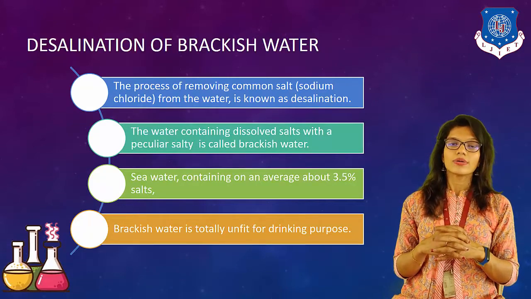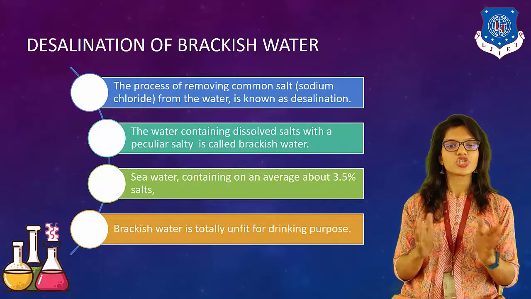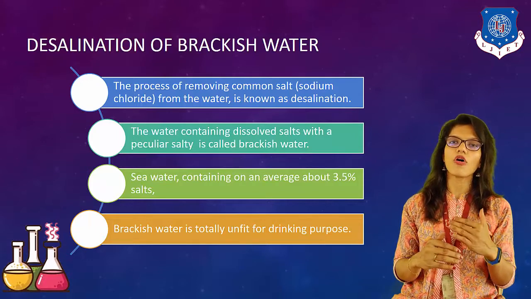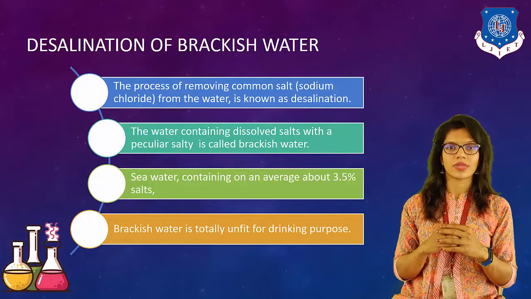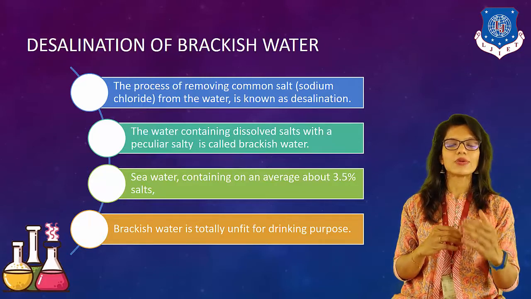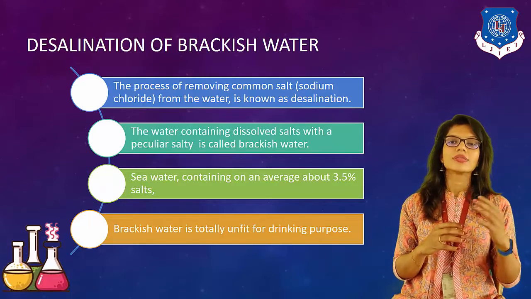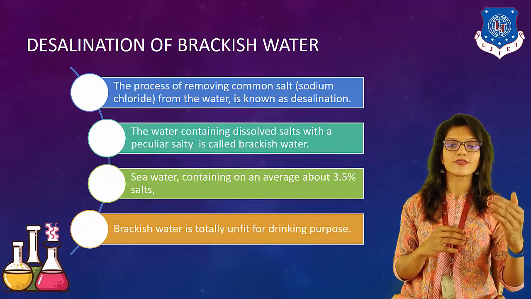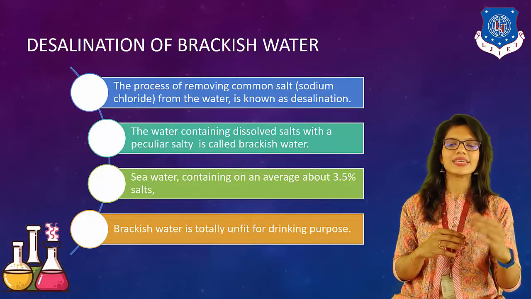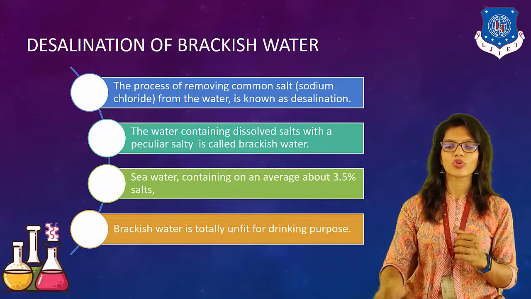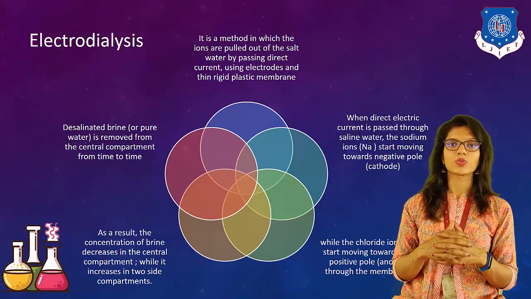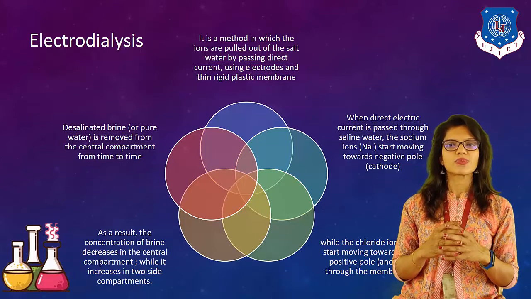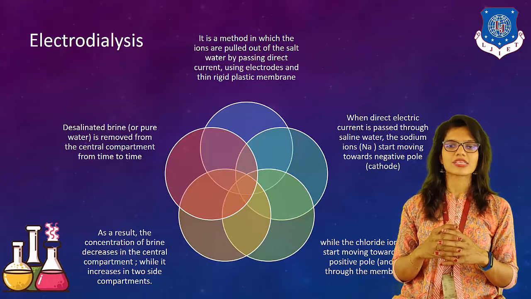Okay, now let's begin with the next topic, which is desalination of brackish water. Brackish water means salt water, meaning seawater here. So the process of removing salt from the water is known as desalination. We all know that we have to use seawater for it, and we can convert seawater into drinking water using it. The first method for it is the electrodialysis method.